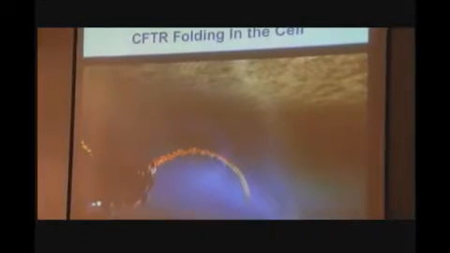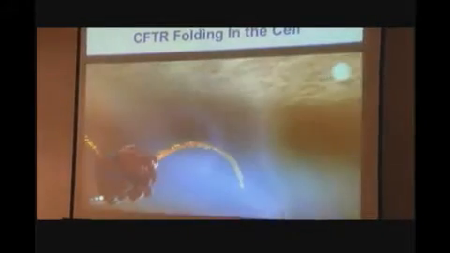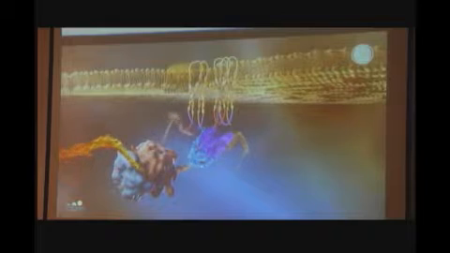So here's one of my last videos that wraps this up. Here we can see CFTR again inserting into the membrane. If we can get the situation to be normal, we get this tightly folded structure. Here you can see the purple and blue nucleotide binding domains becoming their tight structure because the process is normal.